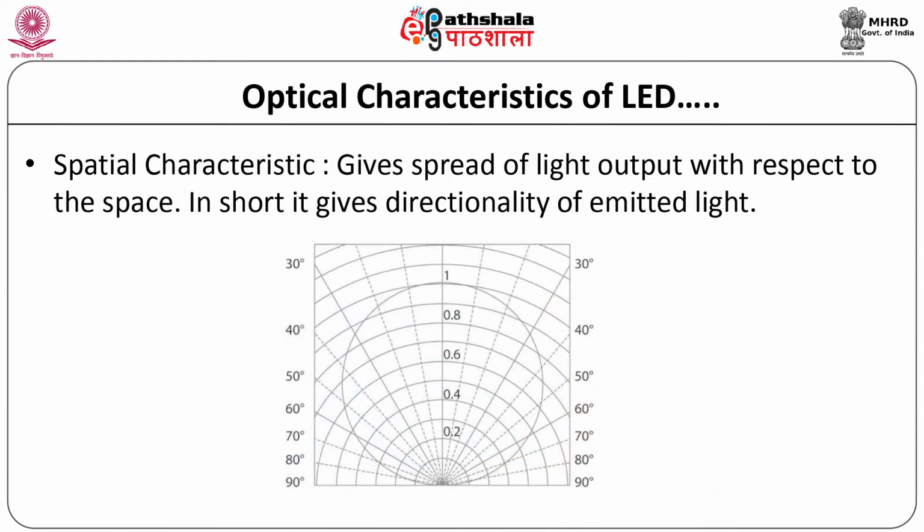Spatial characteristic gives the radiation patterns of LEDs. It shows the spread of light output with respect to space. In short, it gives the directionality of emitted light. The graph shows a typical radiation pattern of an LED. The pattern depends upon the lens structure of the LED. The narrower the radiation pattern, the more the light is concentrated in a particular direction.